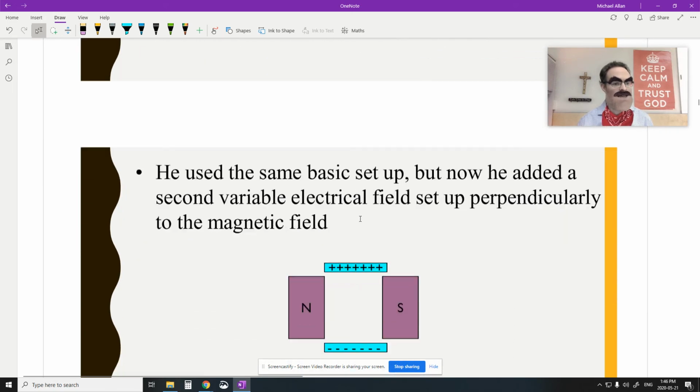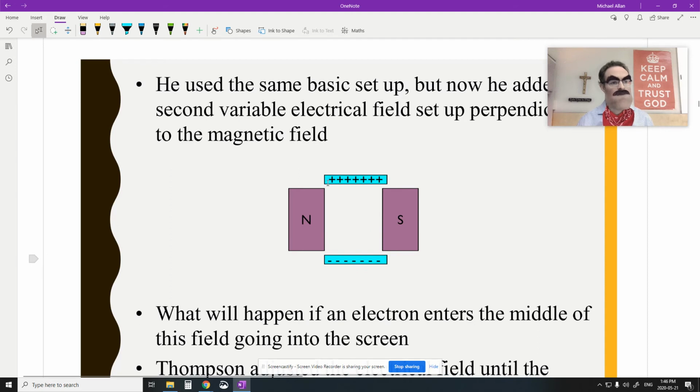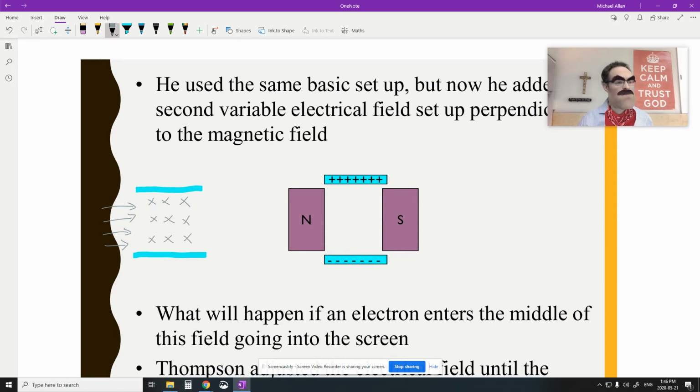So let's go down here. He set up a system like this, where he had parallel plates, positive and negative charges on top and bottom, and a magnetic system on either side of this. He wanted to know what would happen if electrons entered into this system. This is like a cutout view. In the system, it'd be more this way. The electrons would fly in this direction, and the magnetic field would be here. This would be the side view.